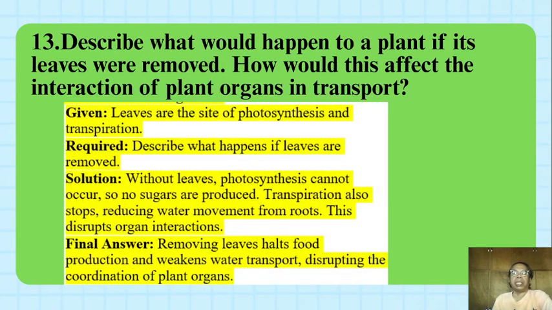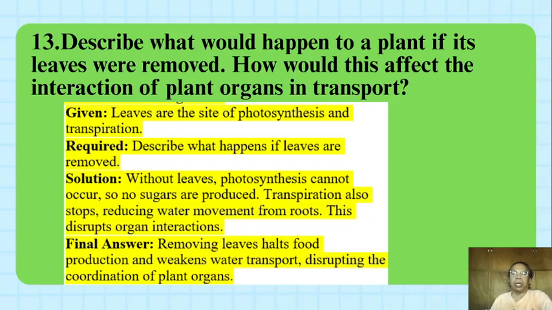Number 13. Describe what would happen to a plant if its leaves were removed. How would this affect the interaction of plant organs in transport? Given leaves are the site of photosynthesis and transpiration. So required, describe what happens if leaves are removed.